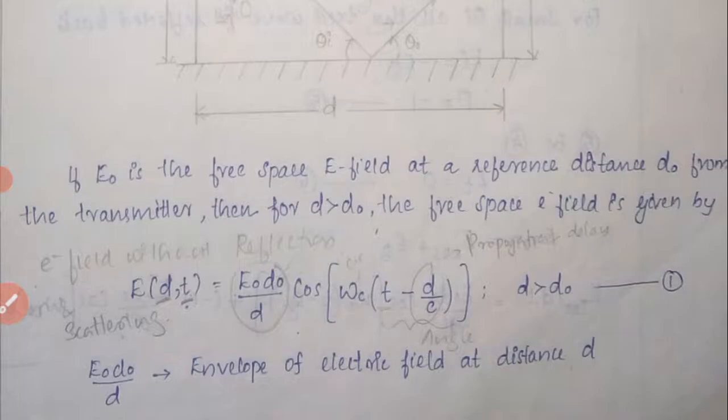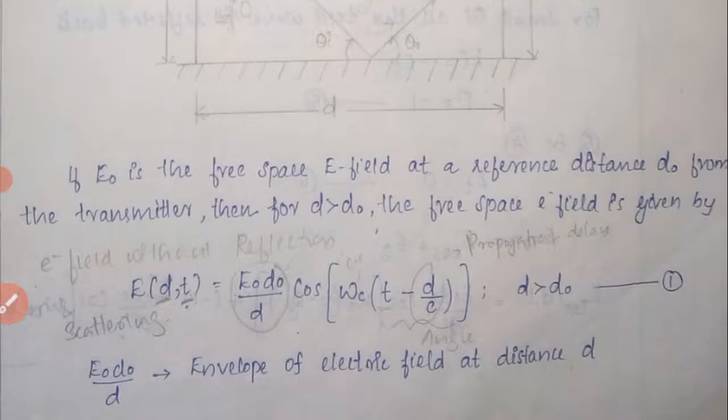Here D by C is the propagation delay. Here D is greater than D naught. D is the distance between the transmitting antenna and receiving antenna, so the distance will be greater compared to the next one.